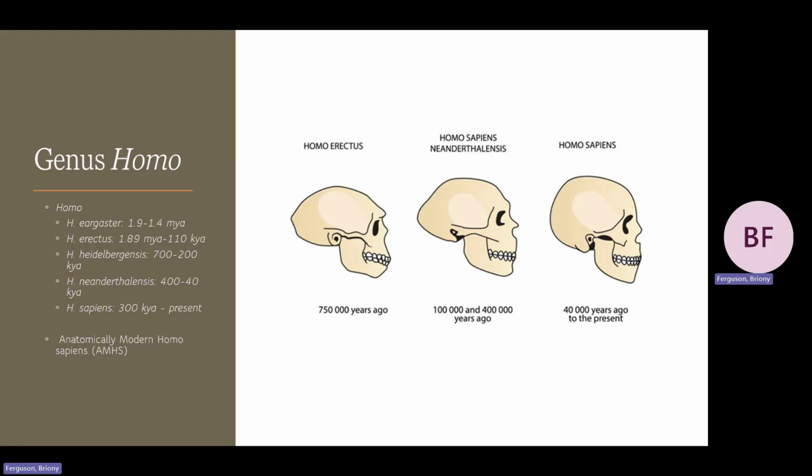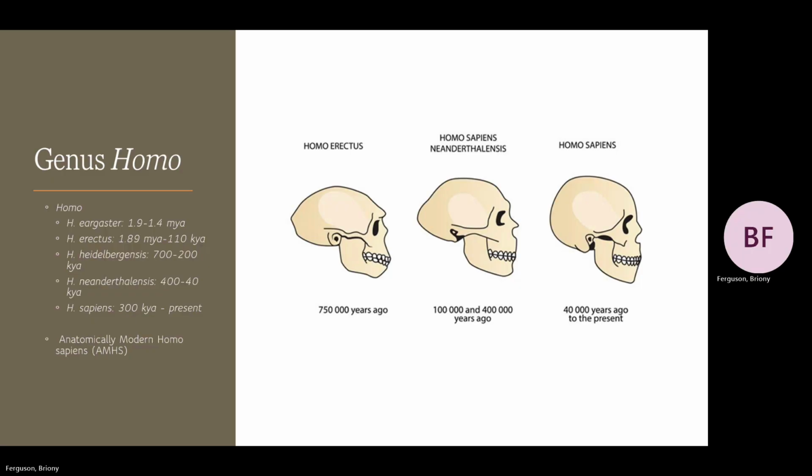Moving on to the genus Homo, we have a couple of species of Homo ancestors. There is Homo ergaster. They were around 1.9 to 1.4 million years ago. Homo erectus, which were around 1.89 million years ago to about 110,000 years ago. Homo heidelbergensis, they were around 700 to 200,000 years ago. Homo neanderthalensis, which were around 400 to 40,000 years ago. And then Homo sapiens, which were around 300,000 years ago to present day.